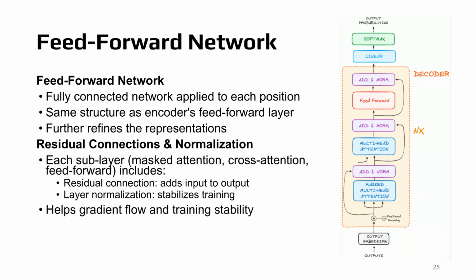The decoder's feed-forward network is identical to the encoder's. Two linear layers with ReLU in between, applied position-wise. And like the encoder, every sublayer, masked attention, cross-attention, and feed-forward, has residual connections and layer normalization. This consistent architecture enables stable training of deep models.